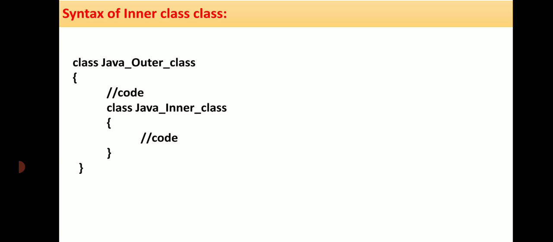This is the syntax for an inner class: class keyword followed by the outer class name, and then this outer class can have its own data and members. And inside that outer class there will be an inner class, declared with the class keyword followed by the inner class name, and it has its own data members and methods inside the inner class.